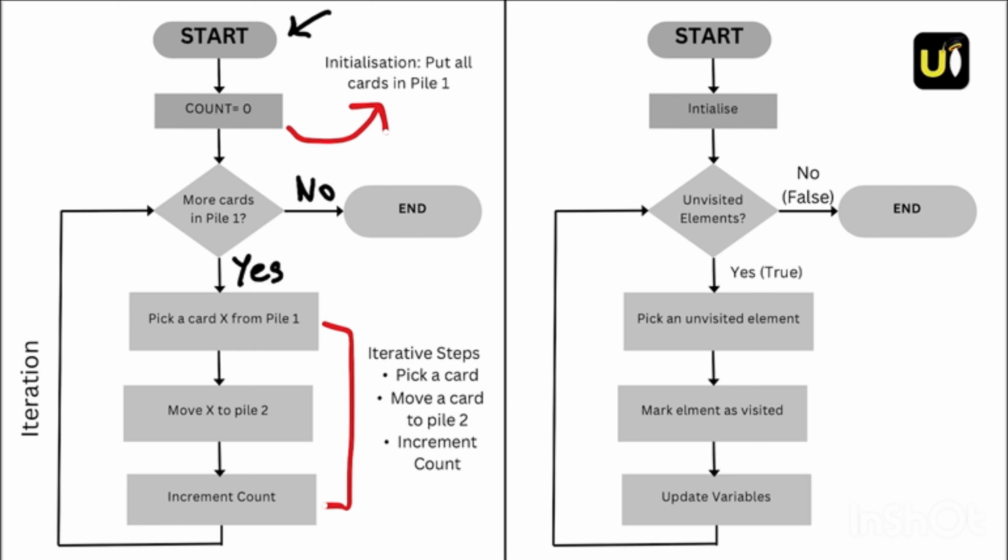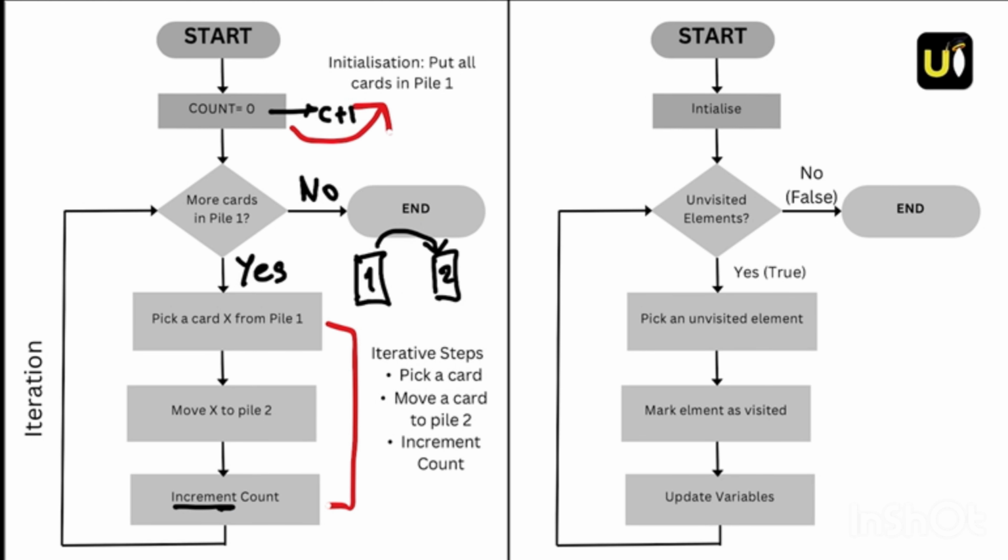So these steps are the iteration, because these steps will be repeated on every card we use. So pick a card X from pile 1, move X to pile 2, increment count. So here what we're doing is this pile 1 and this pile 2. Every time we pick a card and move here, the count becomes count plus 1. The term increment is used for addition, because it's adding a number to the count every time a card is counted.